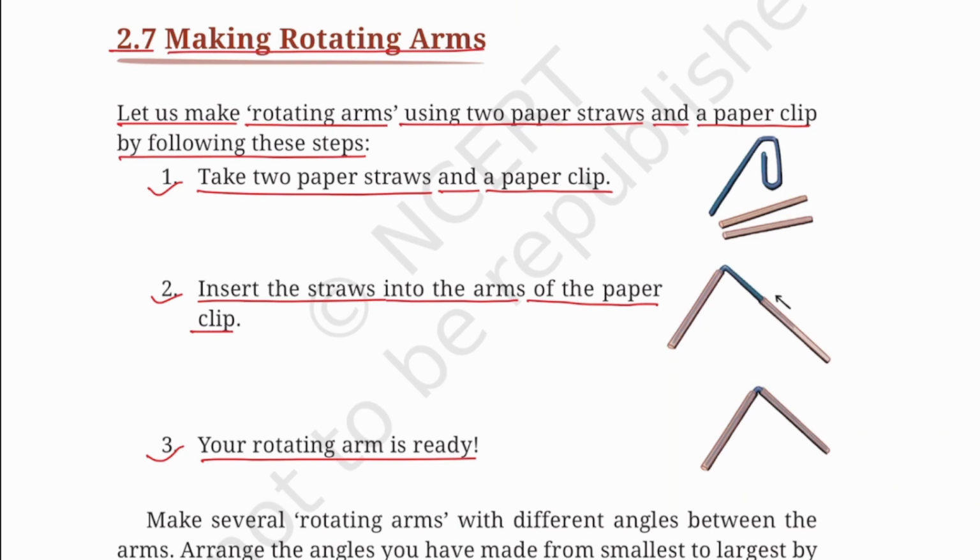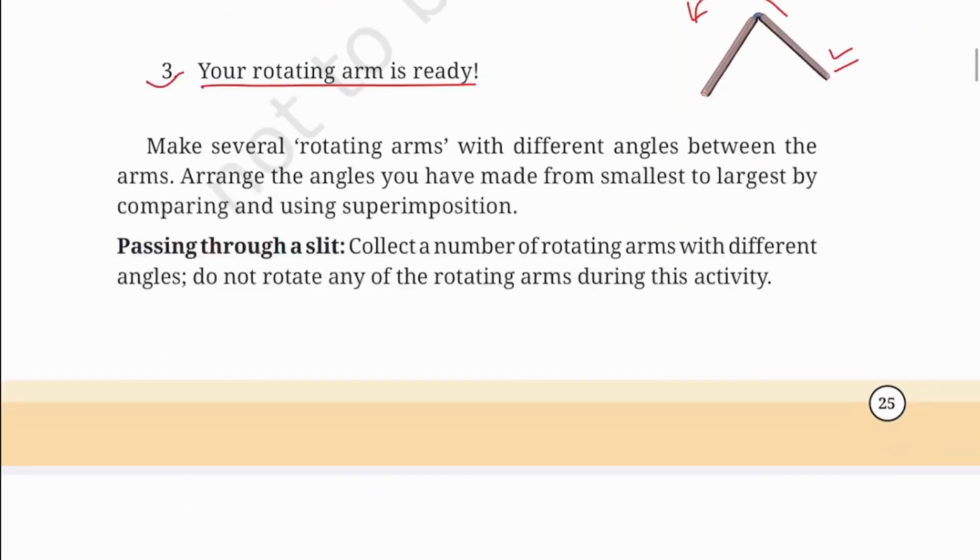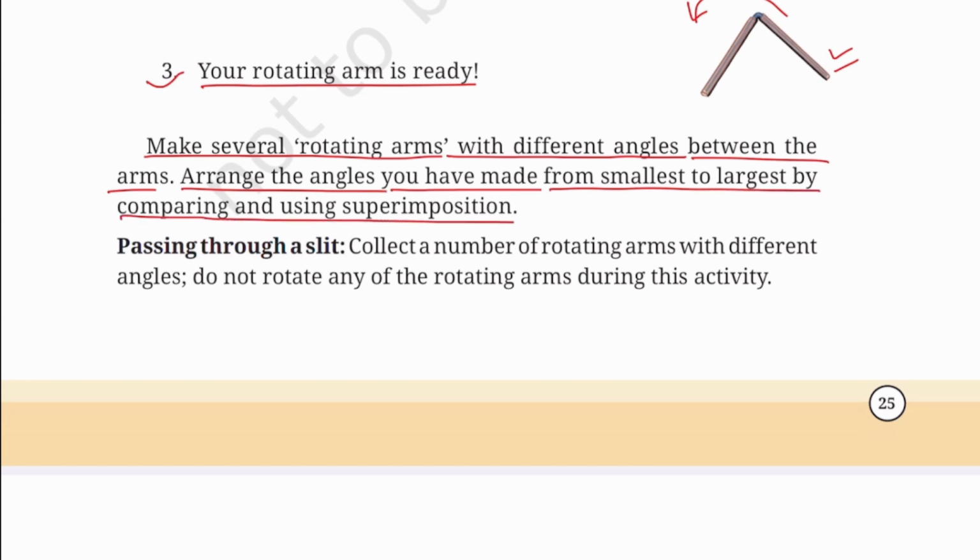First, you have to take a paper clip like this and paper straws like this. You have to insert the paper straws into the paper clip like this. After inserting, you will get a flexible rotating arm like this. Make several rotating arms with different angles between the arms. Arrange the angles you have made from smallest to largest by comparing and using superimposition.